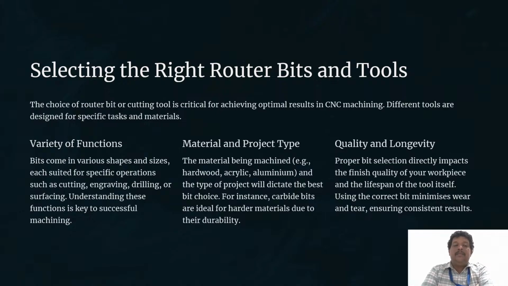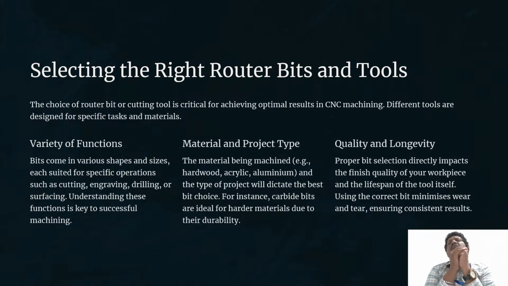Now, bits come in different shapes and sizes. Each item has specific operations. Some are for cutting, some are for engraving, some are for drilling, some are for surfacing. So the first thing we have to understand when we select a tool is what operation we are going to do. The second thing, as I told, that we have to check is the material and the project type. So what is the material we are using?